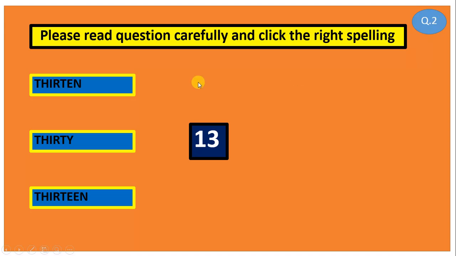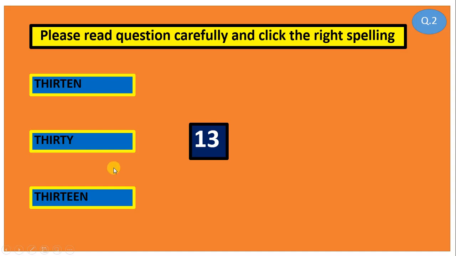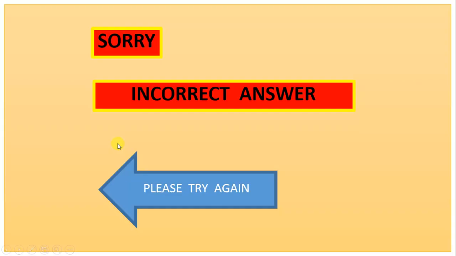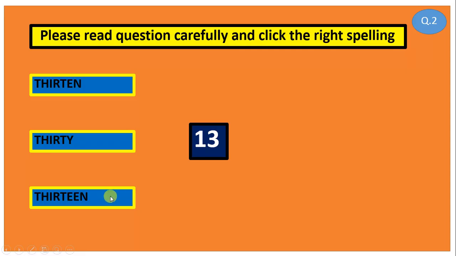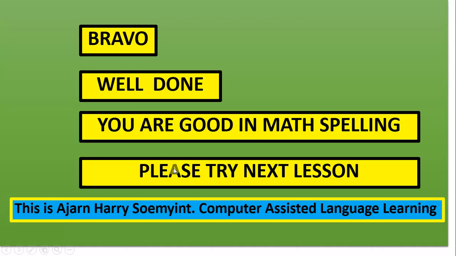Question number 2 here. 13, T-H-I-R-T-E, oh, the children can make a mistake here. Oh, incorrect answer, try again. Then 13, can they spell right? Oh, incorrect answer, please try again. Then 13, oh, well done, your answer is correct. So send it to the next. Oh, Bravo, well done, you are good in math spelling. Please try next lesson. Okay. This is Achan Hari Somin, Computer Assist Language Learning.